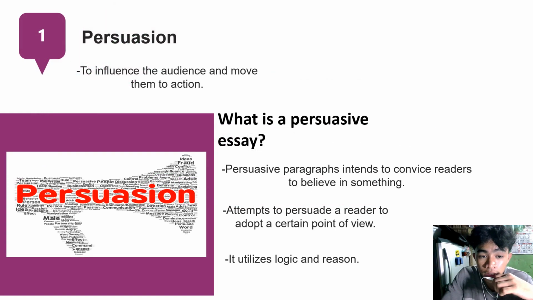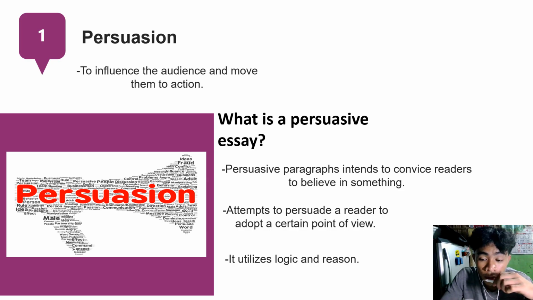So the first is persuasion. Persuasion is to influence the audience and move them to action. So, what is persuasion? Persuasion is the process of influencing others to change their beliefs, values, or behaviors through communication. Also, it aims to convince them to agree with a particular viewpoint or take specific actions.